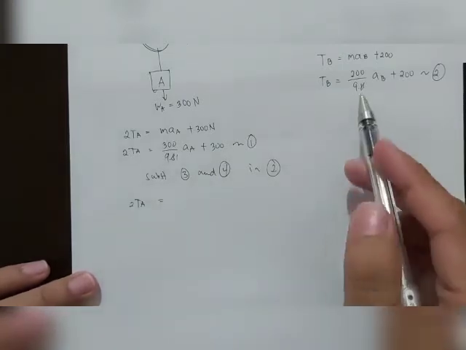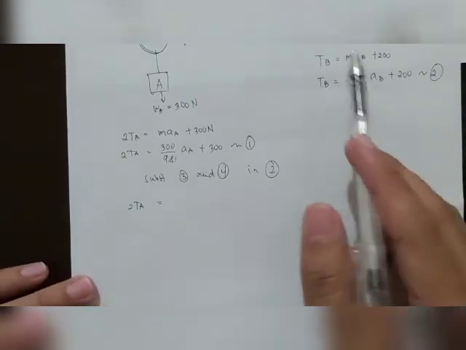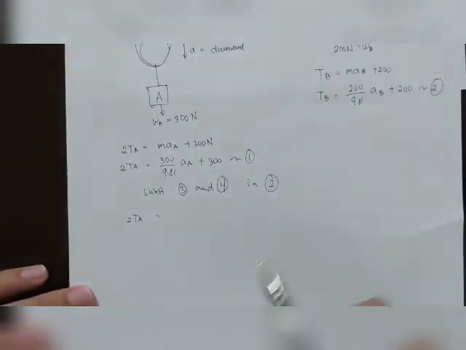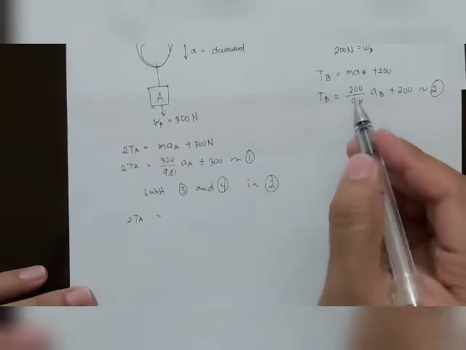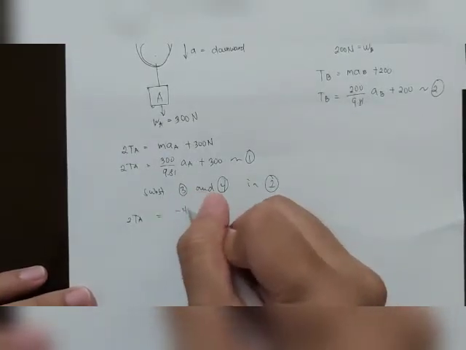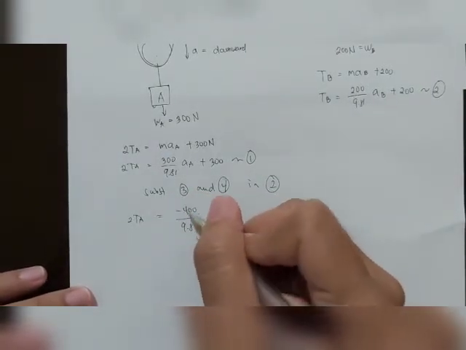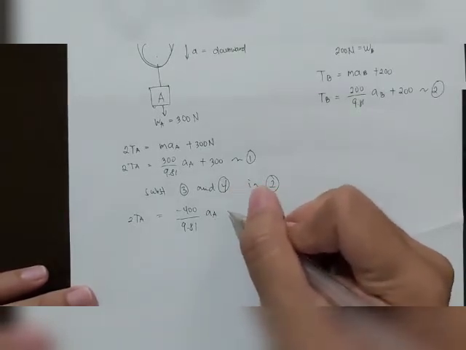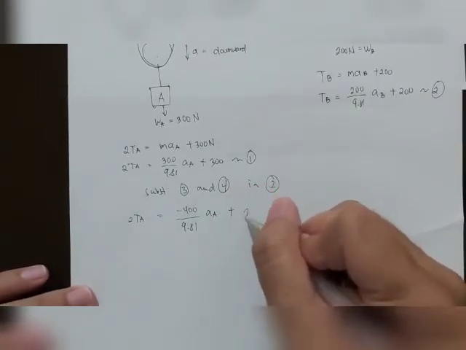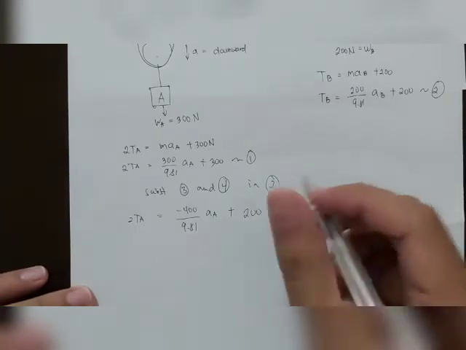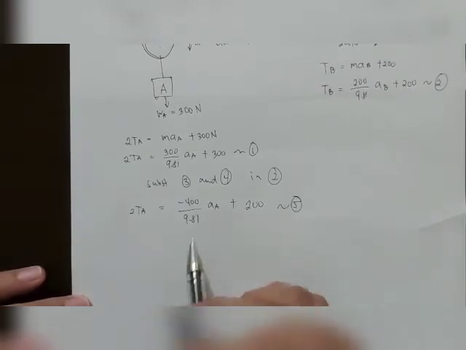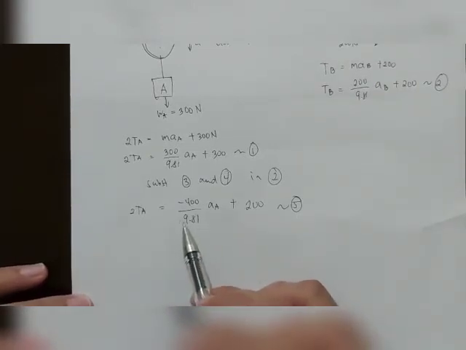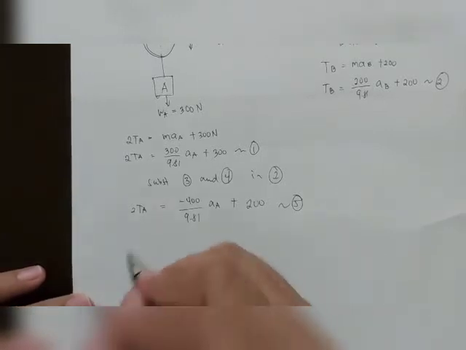It's equal to, so times 2 yung sa equation 4 natin. So, we have negative 2 times the 200 is negative 400 all over 9.81 times acceleration A plus the 200. Okay, so this will be equation 5. So, pwede na tayo mag-equate. So, equating equations 1 and 5.